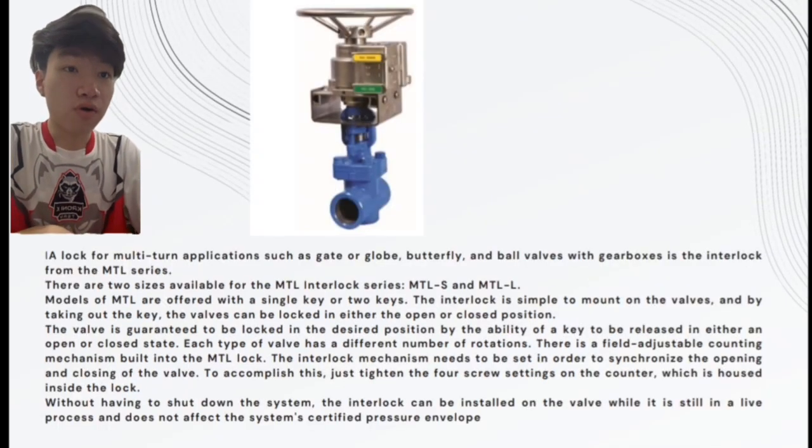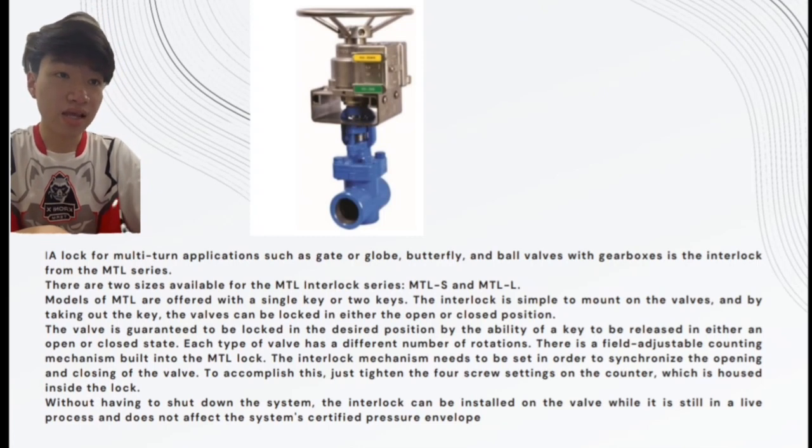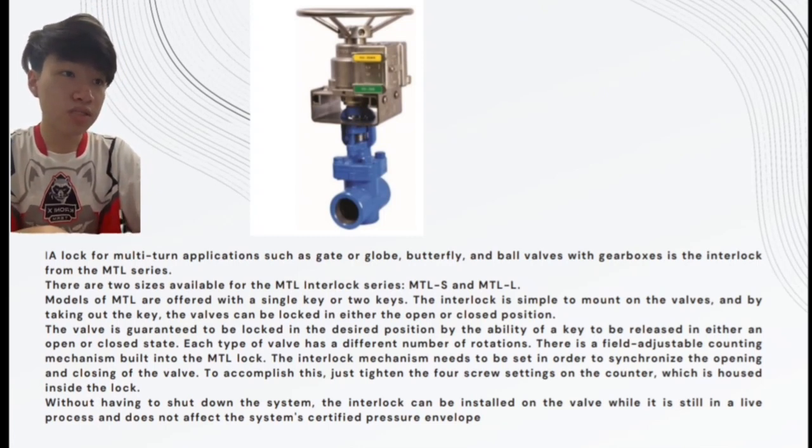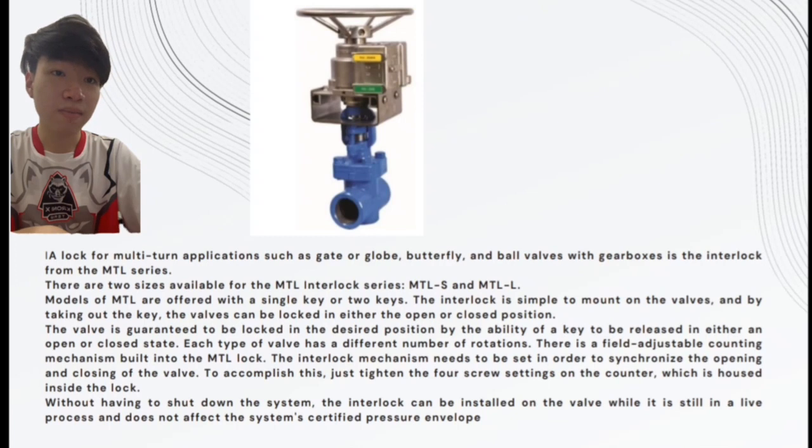For multi-turn applications such as gate, globe, butterfly, and ball valves with gearbox, there is the interlock from the MTL series. There are two sizes available for the MTL interlock series, which are MTLS and MTLL. Models of MTL are offered with a single key or two keys. The interlock is simple to mount on the valve, and by taking out the key, the valve can be locked in either the open or closed position.